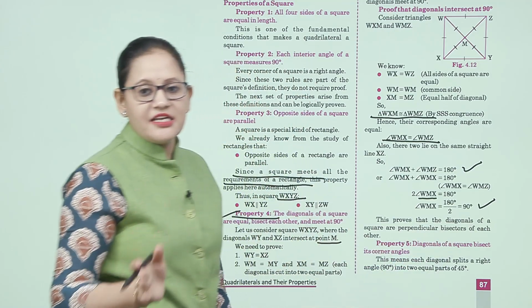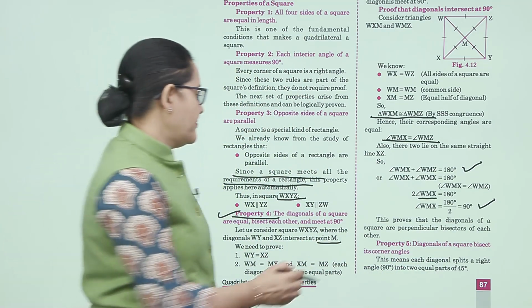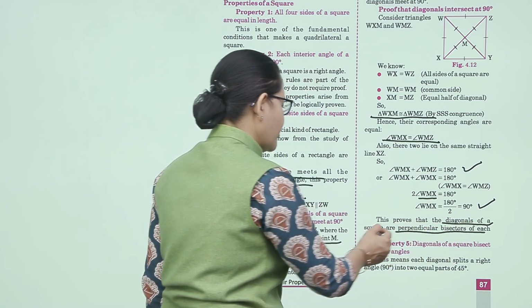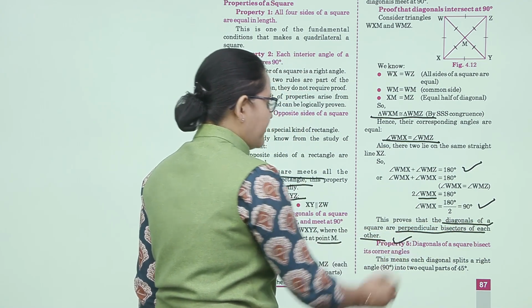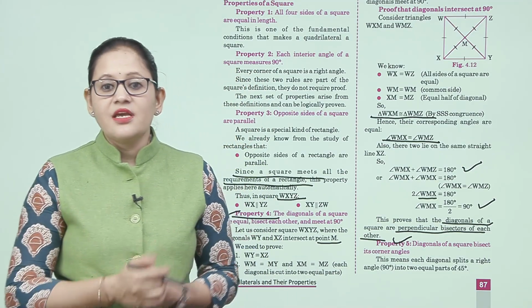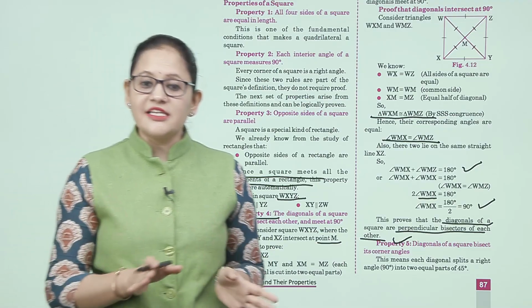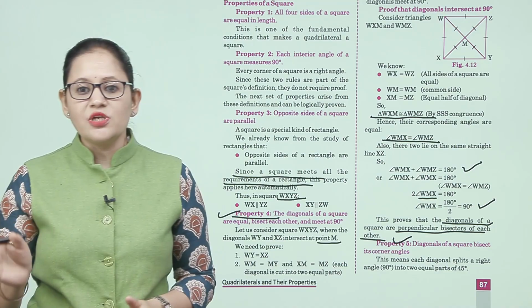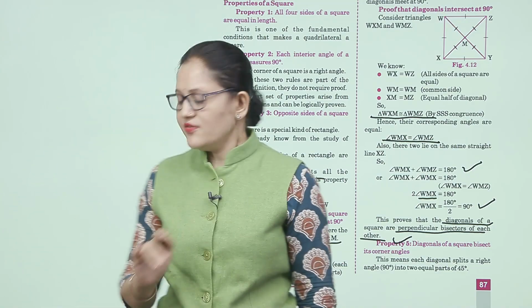This proves that the diagonals of the square bisect each other and are perpendicular bisectors of each other. Property 5. Diagonals of the square bisect its corner angles. This means the diagonals split the right angle, because each corner angle is 90 degrees, into two equal parts, that is 45 degrees each.